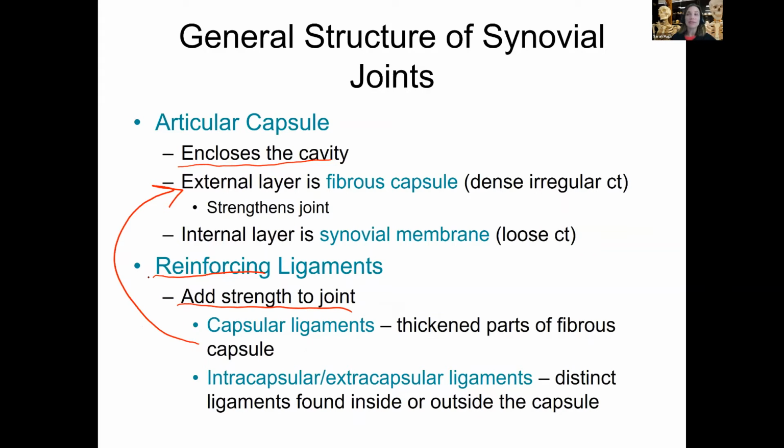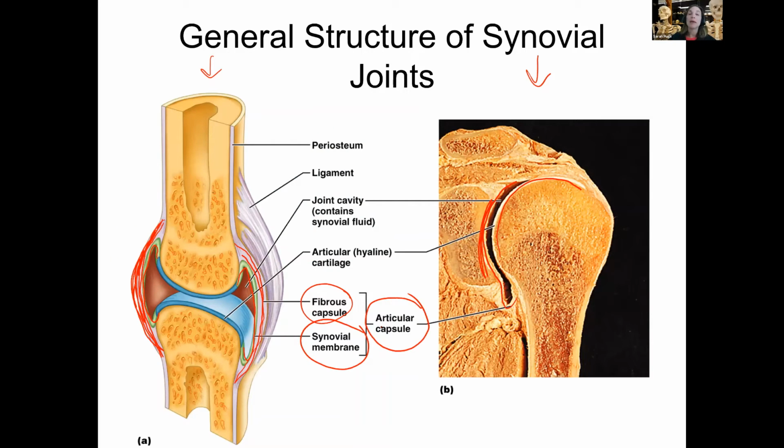And then we also have intracapsular and extracapsular ligaments, right? And these terms kind of give it away. Intra means within, extra means outside. So these are ligaments that are either inside the capsule or outside the capsule. Okay, so in this image, we only see some extracapsular ligaments, right? So like this one here, that's a reinforcing ligament, but it's outside the fibrous capsule, right?